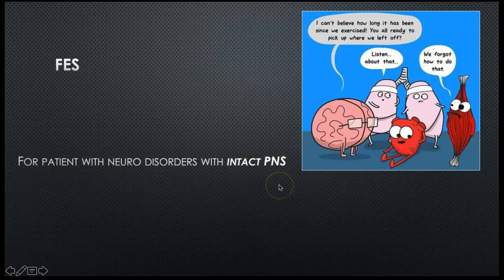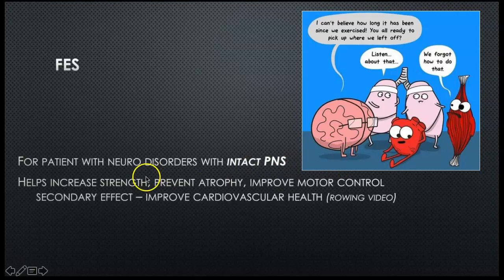And it can be used for lots of different reasons. So it does help increase strength in muscles that you put it on. It can help prevent atrophy. It can improve motor control, kind of help someone understand when they're supposed to contract their muscle if they don't have good timing. And a secondary effect, so I made you watch that cool rowing video that's on D2L. Hopefully you've watched that. That's a very good example of functional e-stim being put to good use.